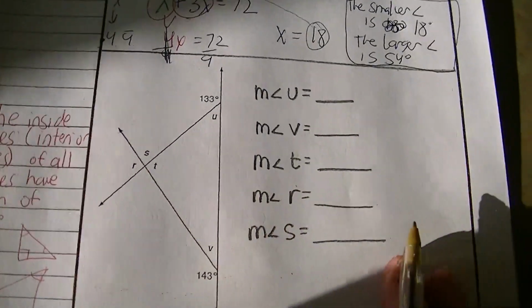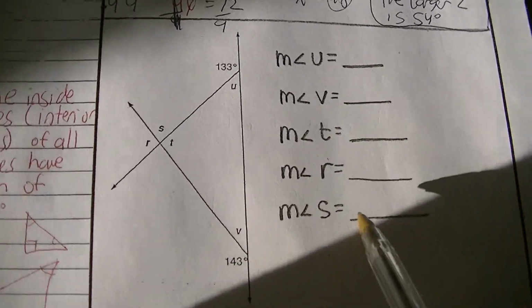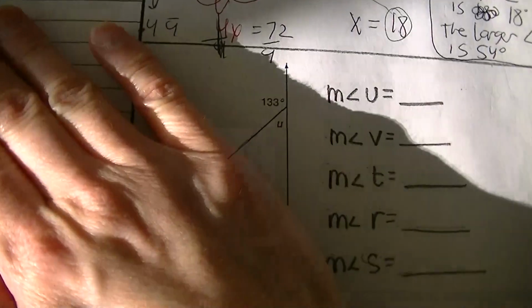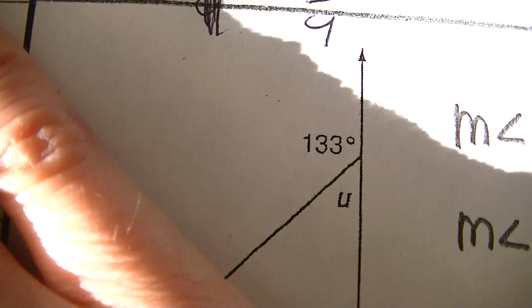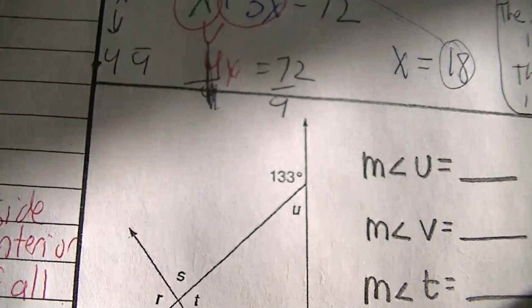All right, anyway, let's go ahead and find the measurement of angles U, V, T, R, and S. And at first this may look intimidating, but start off with what you know, okay? Cover up the stuff you don't care about. I don't care about all that. Right here, I see a supplementary relationship. So I know that those two angles add up to 180. So I'm going to start there.